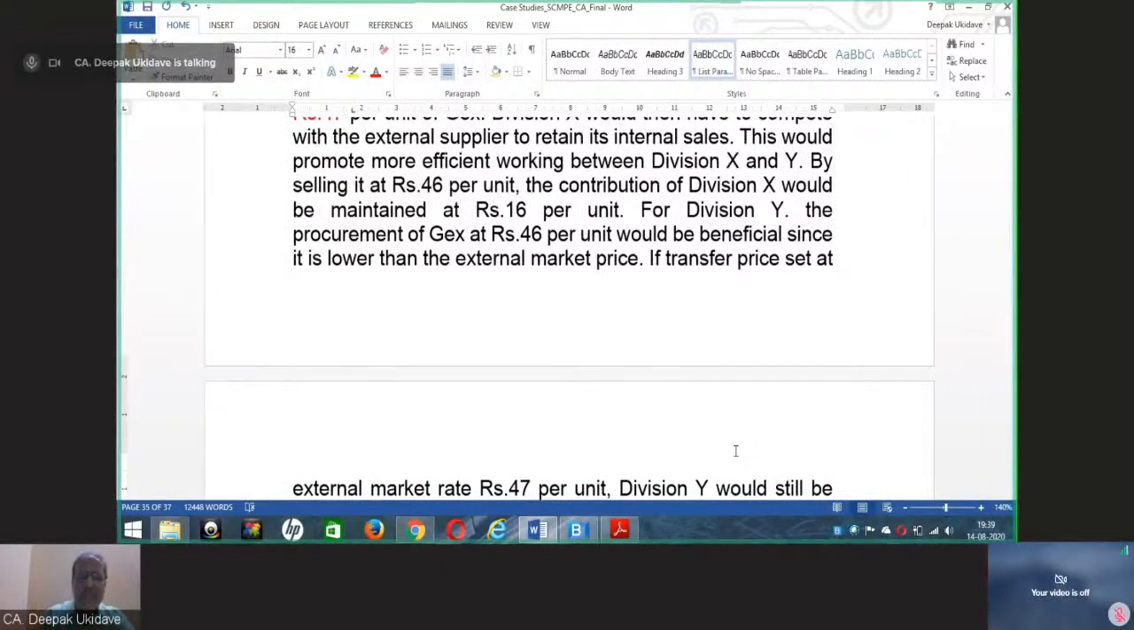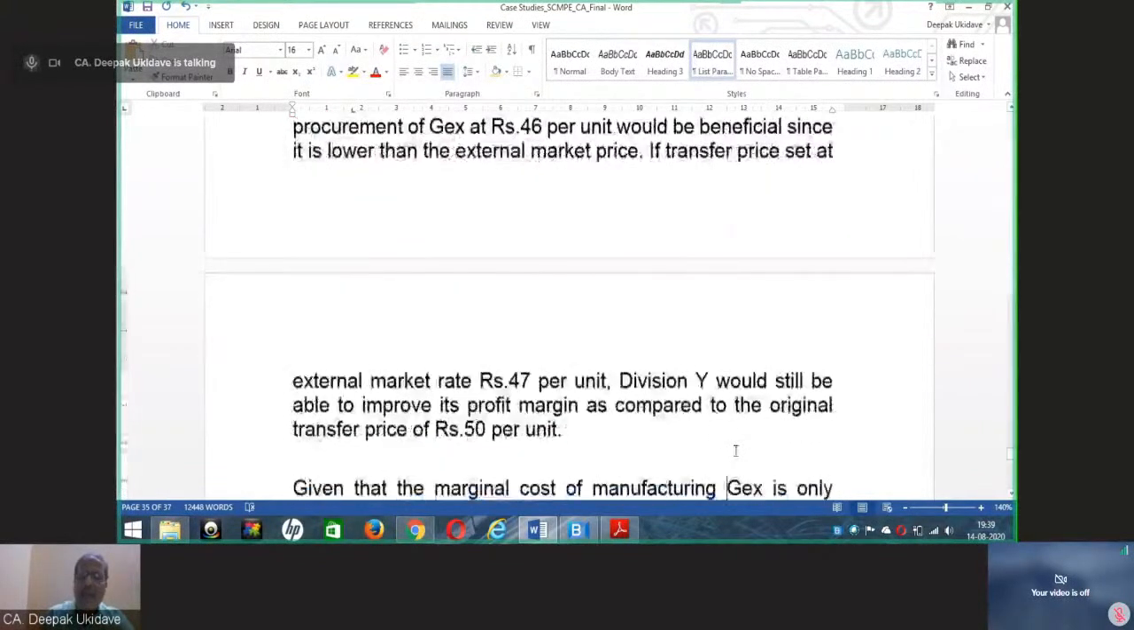So if transfer price is set at external market rate of 47, division Y still would be able to improve its profit margin as compared to original transfer price of 50. Correct? So any price between 46 and 47 is alright. If it is 46, division Y is happy because it is willing to pay 47. If it is 47, division Y of course is happy because that is the upper limit. Beyond that, it is not going to be ready for payment of any extra fee.